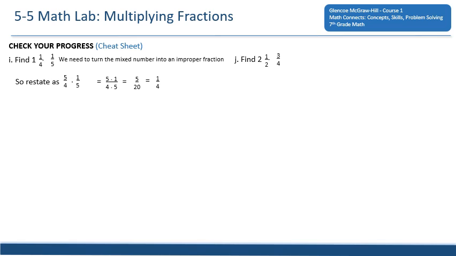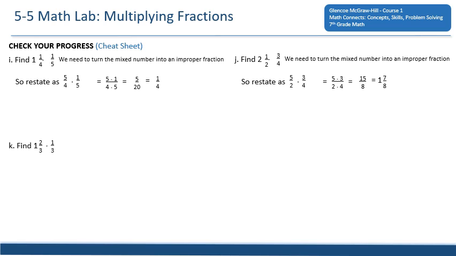2 1/2 times 3/4. We need to turn the mixed number into an improper fraction, so we'll multiply 2 times 2 is 4, plus 1 is 5. So our new expression is 5/2 times 3/4. We multiply the numerators 5 times 3 over the denominators 2 times 4. We will get 15/8. And if we simplify that to a mixed number, we get 1 7/8.